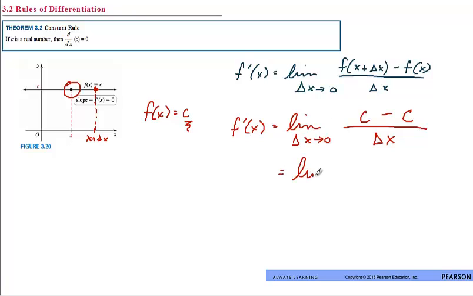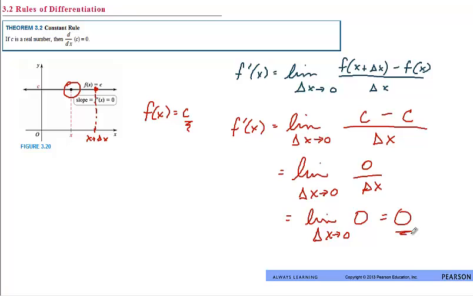This yields the limit as delta x goes to 0 of 0 over delta x. This reduces even further to the limit as delta x goes to 0 of 0. And I know what the limit of a constant is because we looked at that in the previous chapter. This equals 0. So derivative is slope. What's the slope of this line? Well, it's 0. So if I have f of x equal to 5, that means f prime of x equals 0.